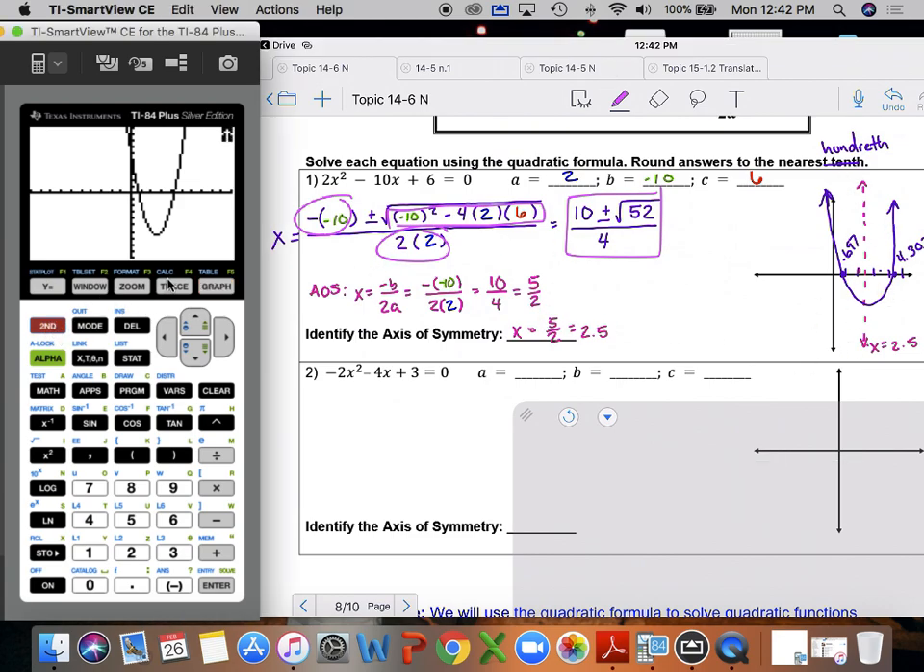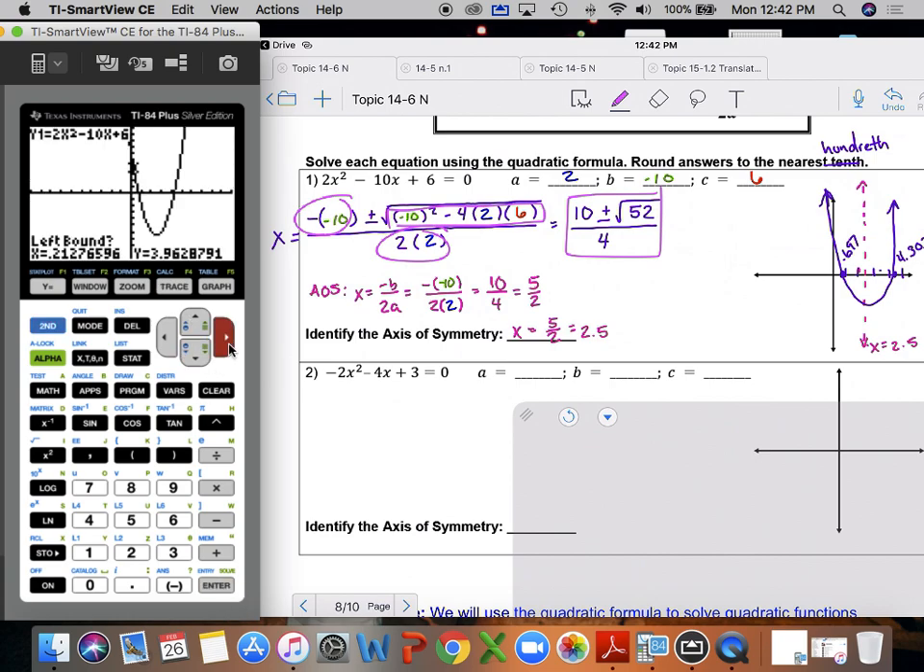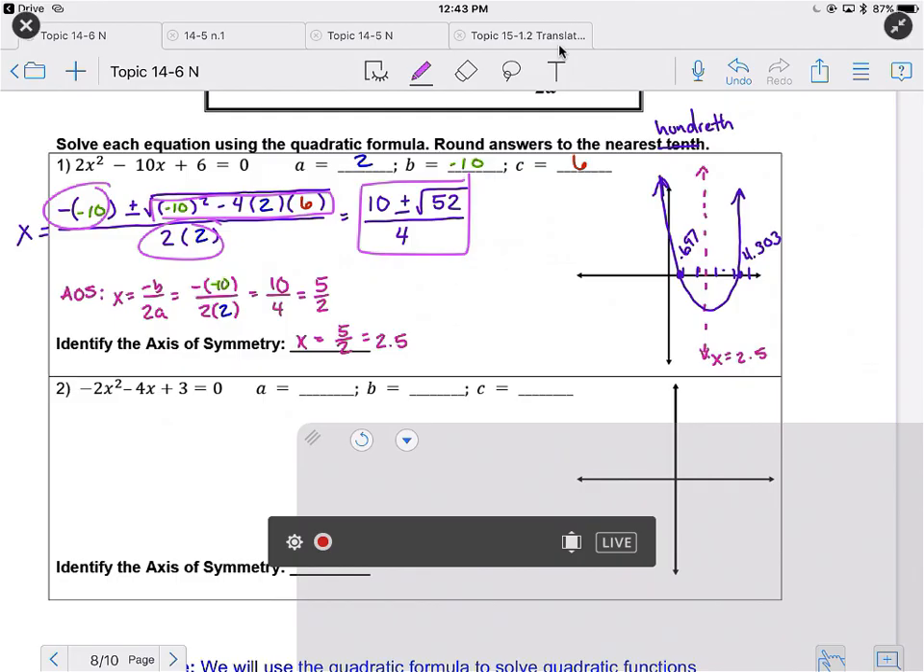And then remember, to find your x-intercepts, we find the zeros. You go to the zero that you want, slide to the left, enter, go back to the one you want, slide to the right, enter, enter. And that's where the 0.697 comes from. That's where the 4.303 also comes from. So let's set up problem 2.